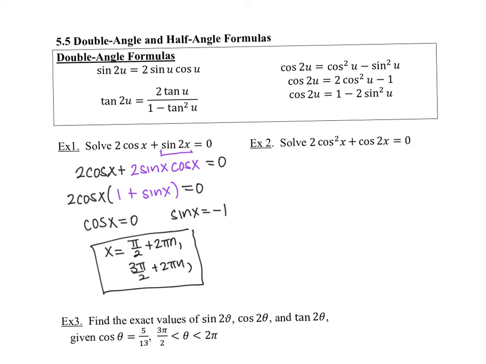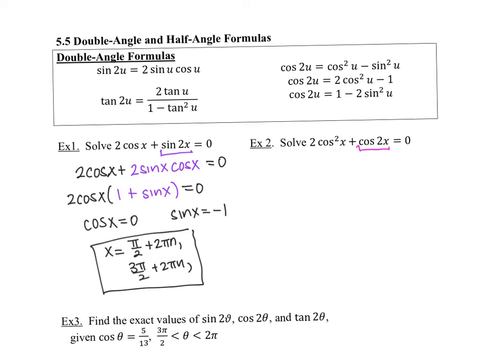Okay, for example 2, it says solve 2 cosine squared x plus cosine of 2x equals 0. Okay, and it's the same thing. One of them has a cosine of x and one of them has a cosine of 2x. So I'm going to make a substitution for cosine 2x. Okay, now the thing is there's actually 3 forms for cosine 2x. I can use any of those 3. They'll all give me the same answer eventually.